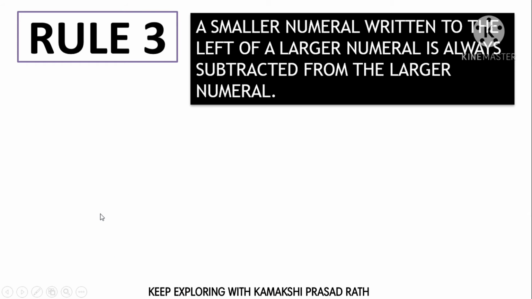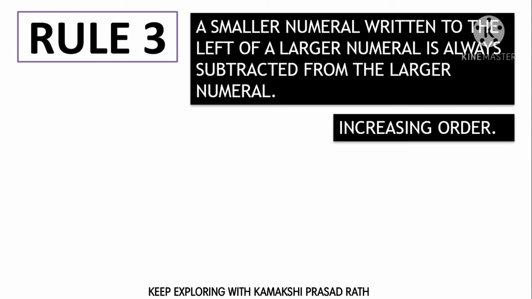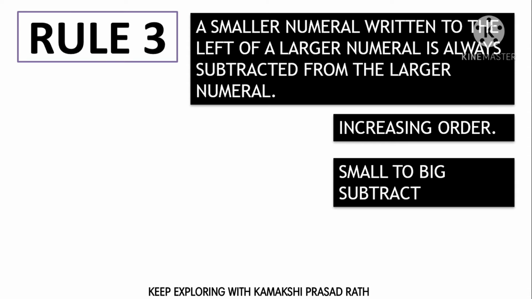It says that if a numeral is written to the left of a larger numeral, then it is always subtracted from the larger numeral. That means in increasing order. So if they are in the increasing order, small to big, you have to always subtract. So like this, if you will have something like small, then big, we will subtract it from the bigger one.